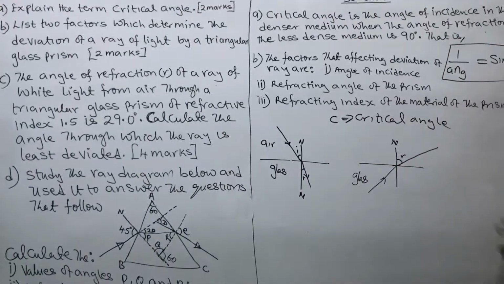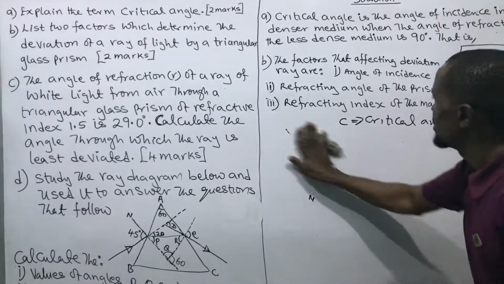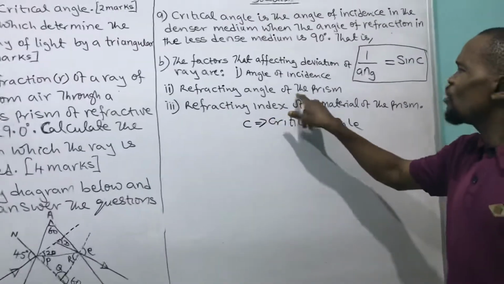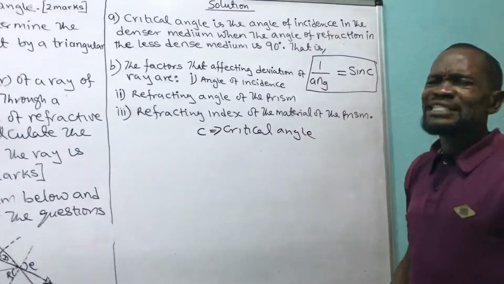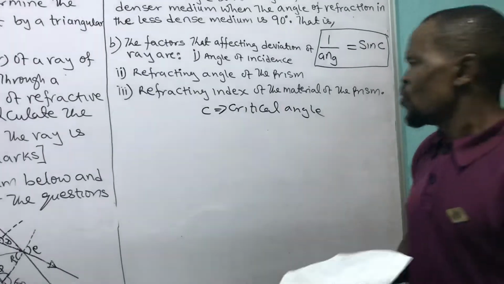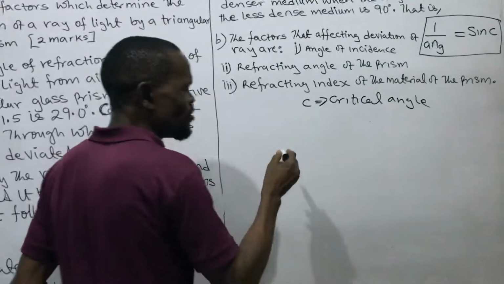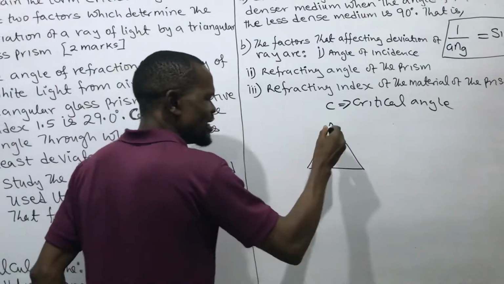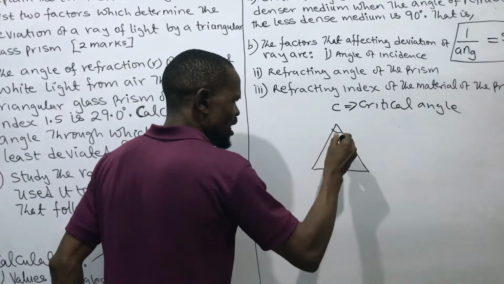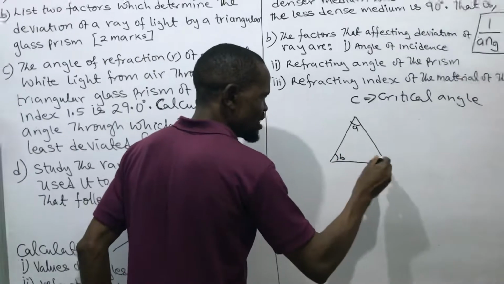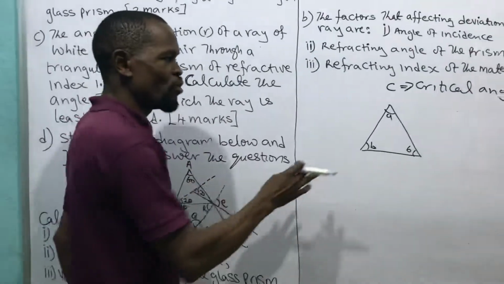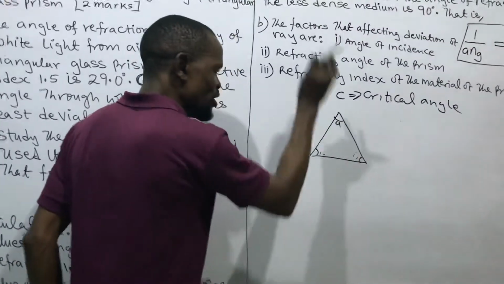Then let us go to the second answer there. The second answer was the refracting angle of the prism. What we call the refracting angle of the prism. If this is a prism, look at my prism, and this angle is A, this angle B, this angle C, the one we call the refracting angle of the prism. Basically, let me use A.